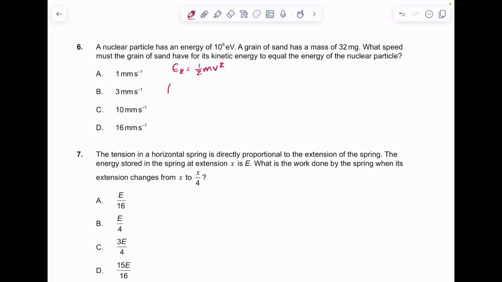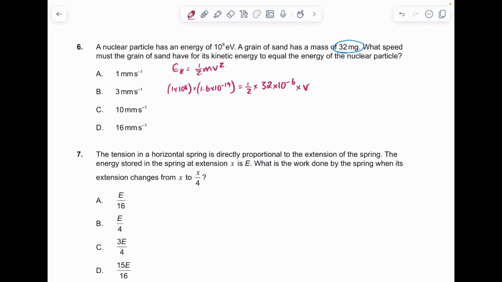So we've got 1 times 10 to the 8 electron volts. Converting that to joules, we multiply that by 1.6 times 10 to the minus 19. We then have the half. Now, this is the one to watch. The mass here is given in milligrams, not kilograms. So this is conversion from milligrams to grams, 10 to the minus 3, and then conversion from grams to kilograms, another 10 to the minus 3. So this is actually 32 times 10 to the minus 6 kilograms.